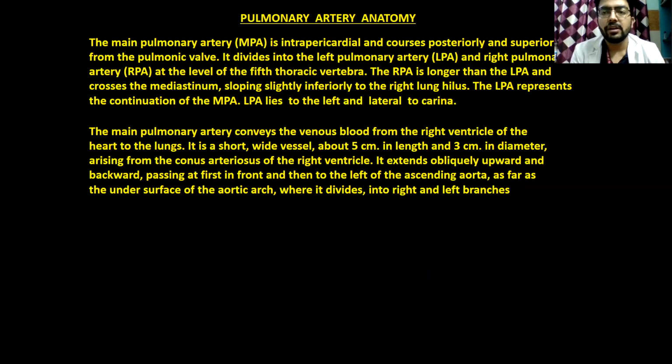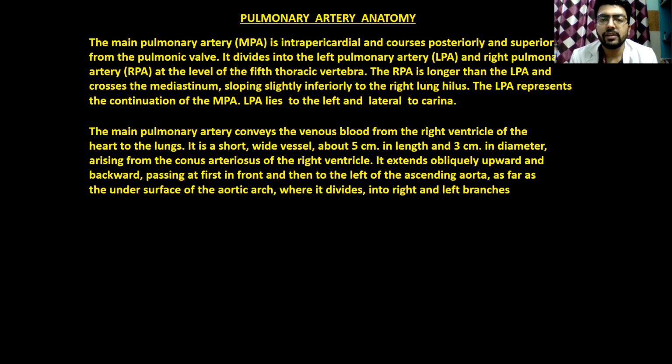So the main pulmonary artery is intrapericardial and courses posteriorly and superiorly from the pulmonic valve. It divides into left pulmonary artery and right pulmonary artery at the level of fifth thoracic vertebra. The RPA is longer than the LPA and crosses the mediastinum, sloping slightly inferiorly to the right lung hilus. The left pulmonary artery represents the continuation of main pulmonary artery. The LPA lies to the left and lateral to carina.